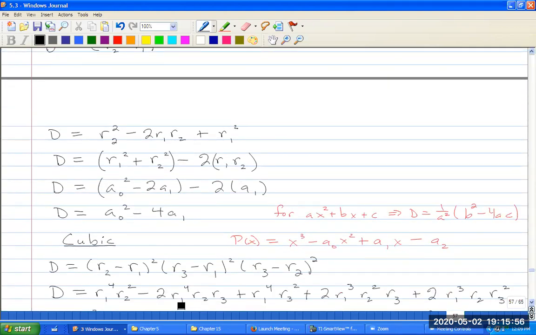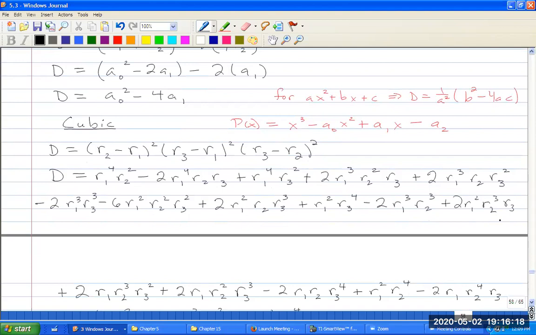So if I had ax squared plus bx plus c, then the discriminant for this is just b squared minus 4ac. It's something you've seen before. It's our discriminant. Okay.